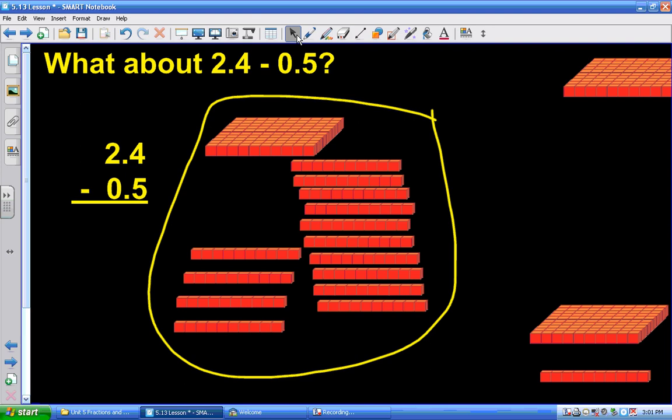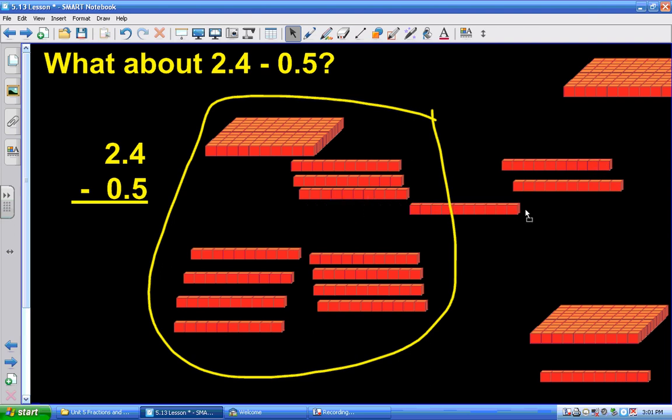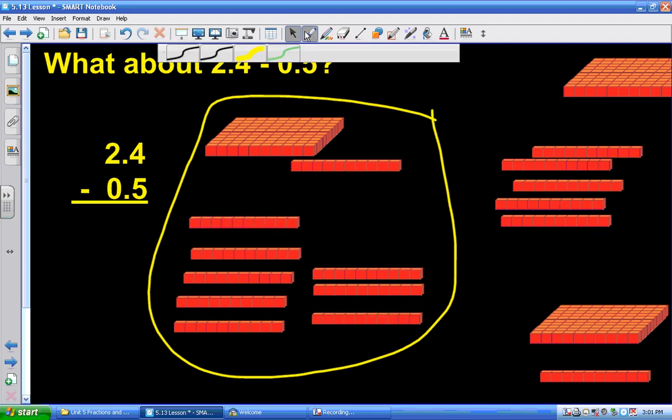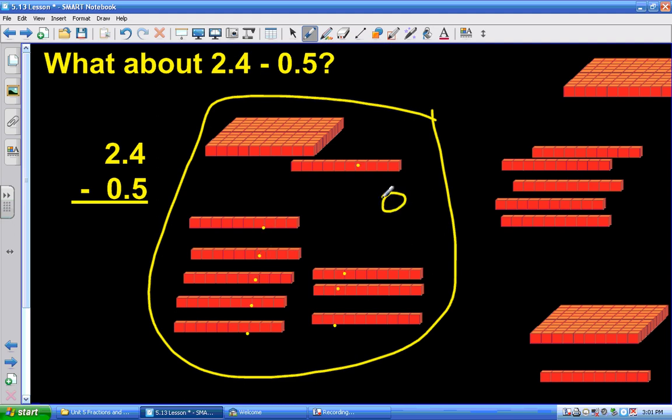Okay, so now, can I take away? Brooke, what do I do now then? Now I can take away 5. So 1, 2, 3, 4, 5. So we've taken away our 5. So now, what's the answer, Brooke? 1.9. So if you're having trouble, just count them up here. We have 1, 2, 3, 4, 5, 6, 7, 8, 9 rods. That's a 0.9, and we have the 1. So my answer is 1.9.